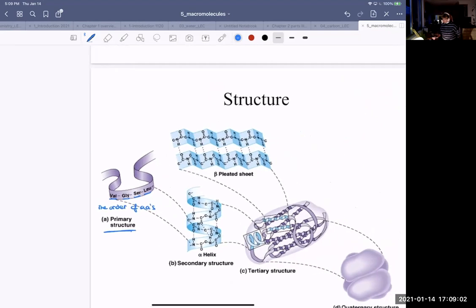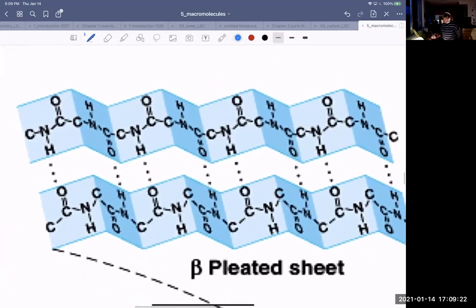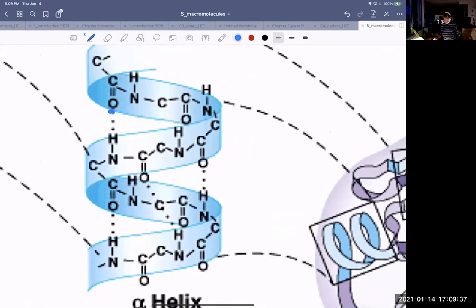The secondary structure can be two different shapes and is caused by hydrogen bonds, forming very particularly depending on the sequence of amino acids. So caused by H bonds. One structure may be a beta pleated sheet. You can see the hydrogen bonds here between oxygen and hydrogen of the two strands of amino acids. Or it could be a helix. Here are the hydrogen bonds in the helix.